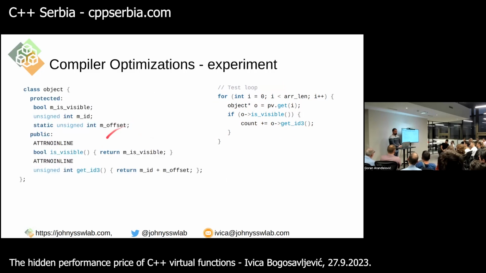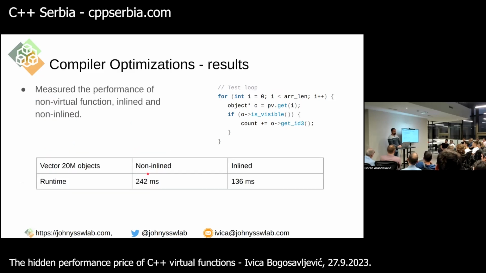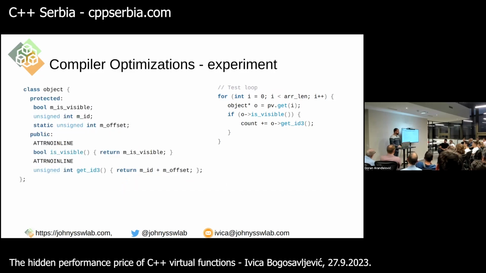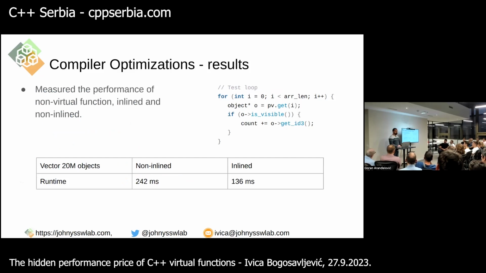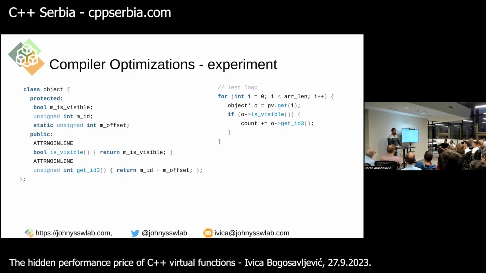And what I did is I made these functions, isVisible and getId3, first virtual and then non-virtual. And what happened here is that the inline version was 136 milliseconds, and the non-inline version was 242 milliseconds. Now, can you guess why? Why was the inline version 2 times faster than the non-inline? The compiler performed the inlining, but it did some kind of compiler optimization to remove something.